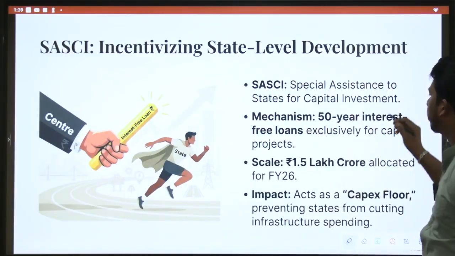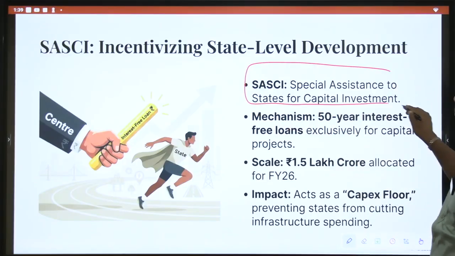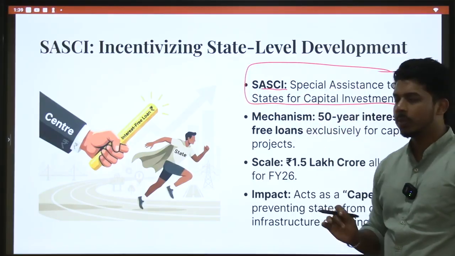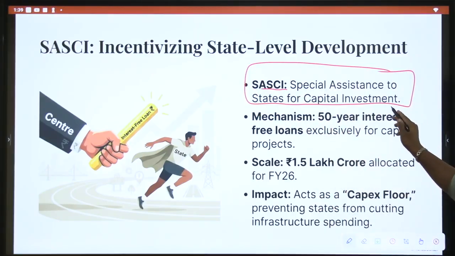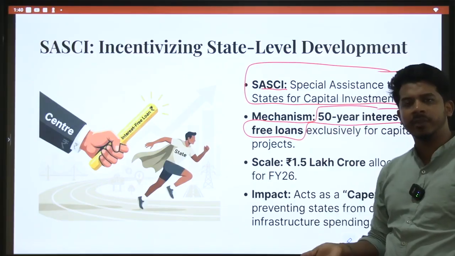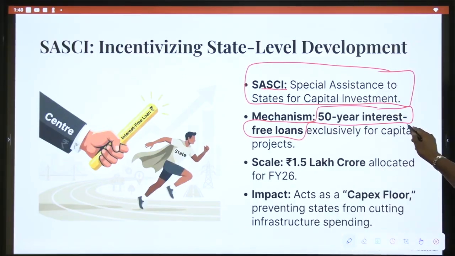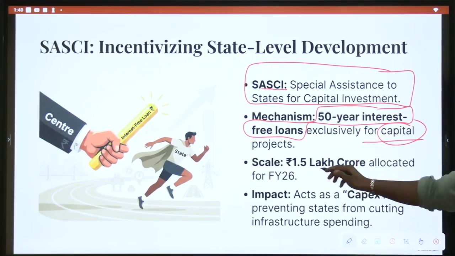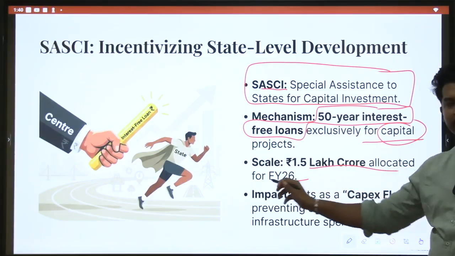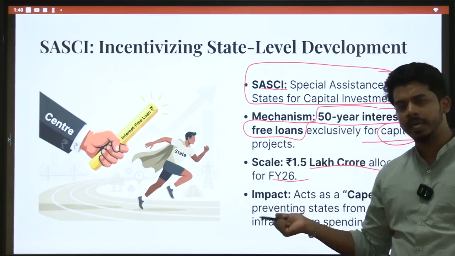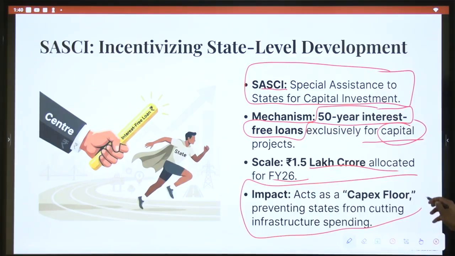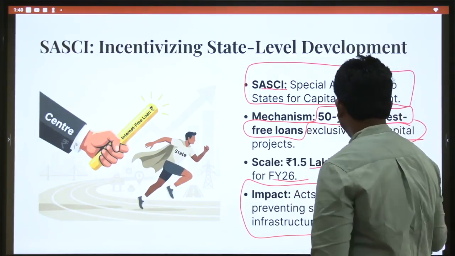We have a scheme called Special Assistance to States for Capital Investment, SASCI. Under this scheme, states will be given 50-year interest-free loans. That means for 50 years, they do not have to pay back the loans to the Government of India, the union government. They have to use it for capital projects, not for revenue expenditure, exclusively for capital expenditure. Till now, 1.5 lakh crore is allocated for the last financial year, from April 2025 to March 2026. So this will ensure minimum capital expenditure in the states. So this is the scheme.